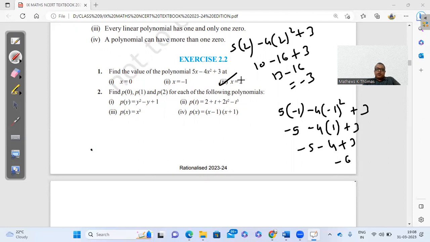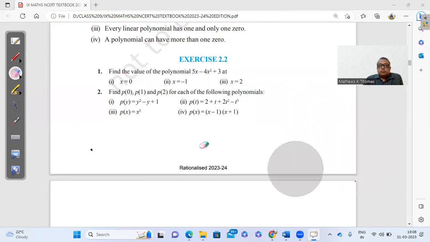So first question is quite simple. We just have to put the value of x as given in the parts. Then we go to the second question. Second question is also similar. Find P0, P1, P2. So what we need to do is first put the value of y as 0 here, then put the value of y as 1, then put the value of y as 2, right?